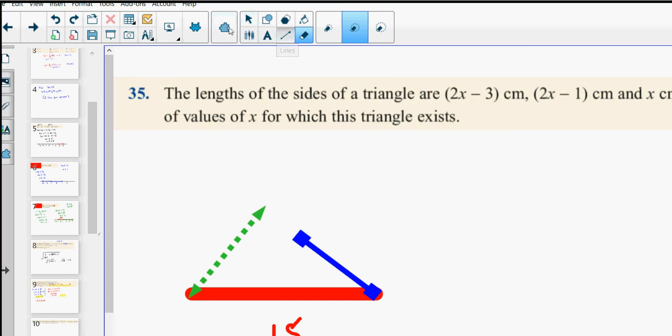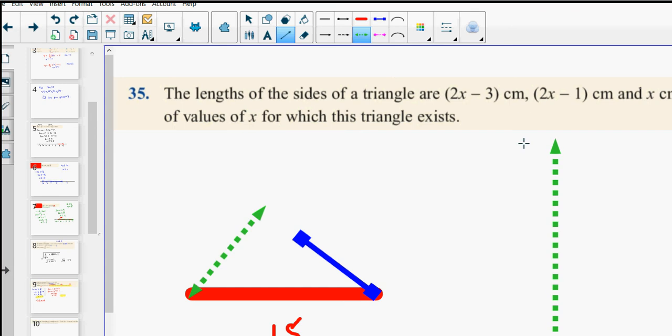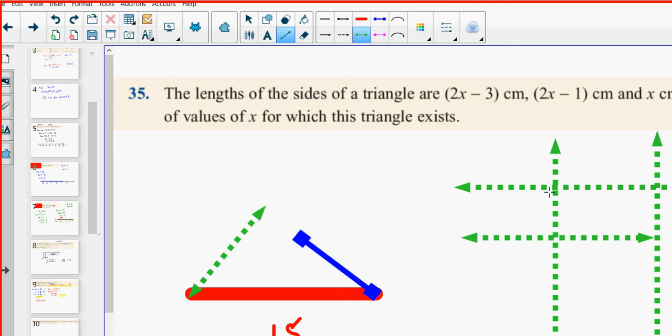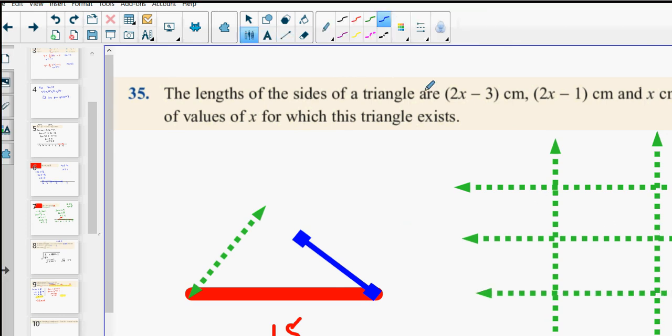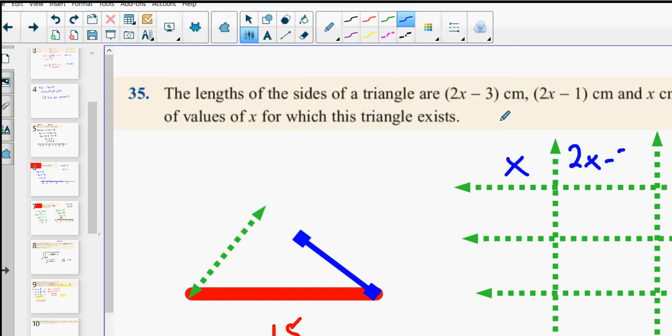Alright, still 10 minutes, thank God. Alright, so I'm making myself a little table. And what am I going to put in that table, can you tell me? What am I going to put in the table? I'm going to put in all 3 sides, okay? The first side is x, the next side is 2x minus 3, and the third side is 2x minus 1.